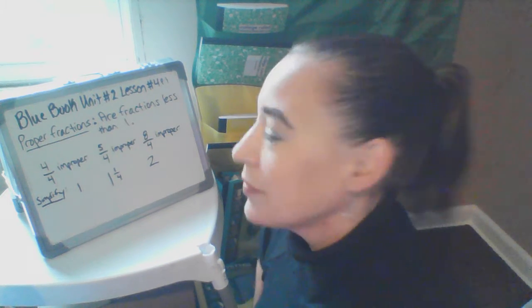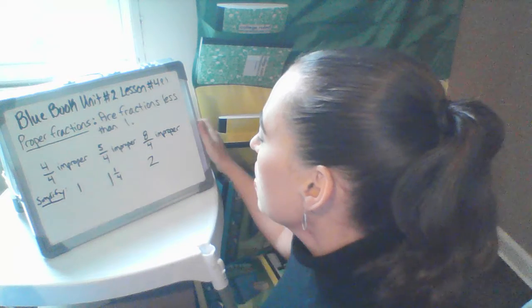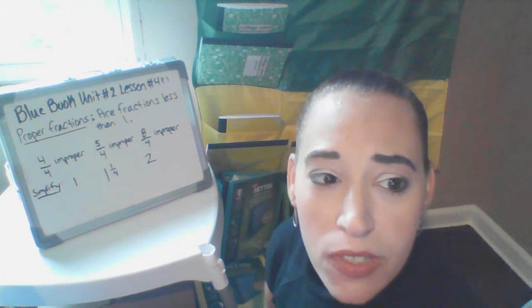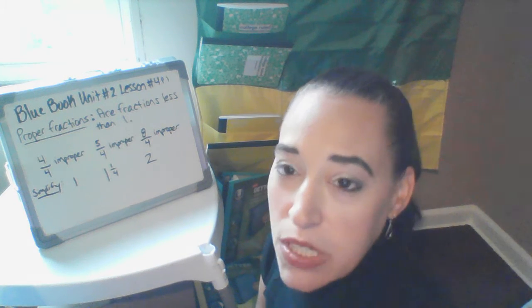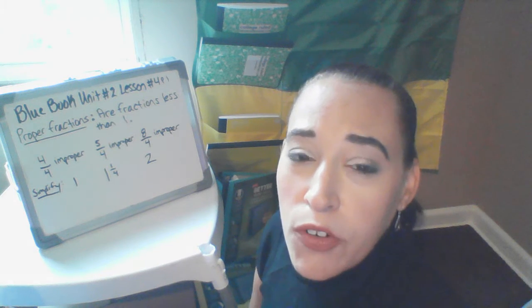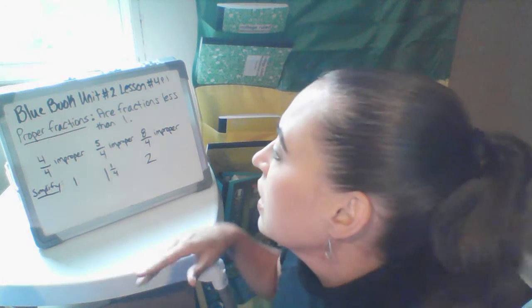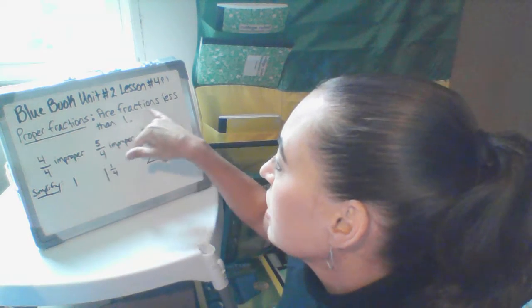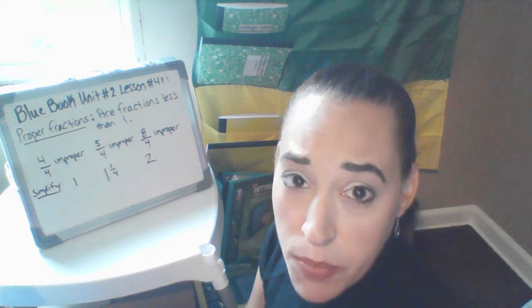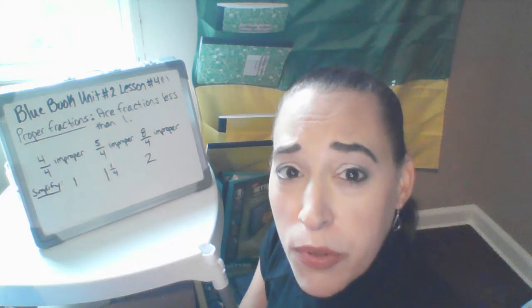Okay. We're in Unit 2. Our first unit is Unit 2. We're going to look at Lesson 4, Part 1, okay? And we're going to discuss the difference between proper and improper fractions. So if you recall, a proper fraction is any fraction that's less than 1. It has to be less than 1 for it to be a proper fraction. So if it's 1 or greater, it's an improper fraction.